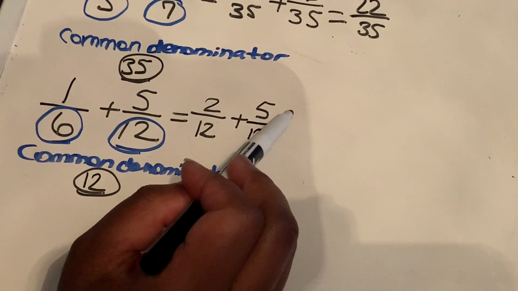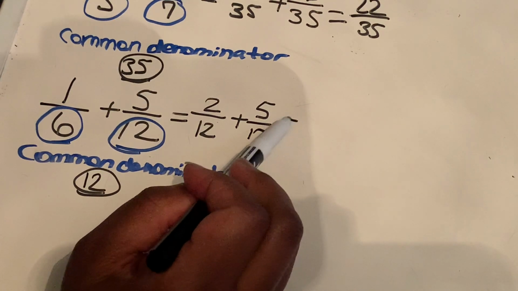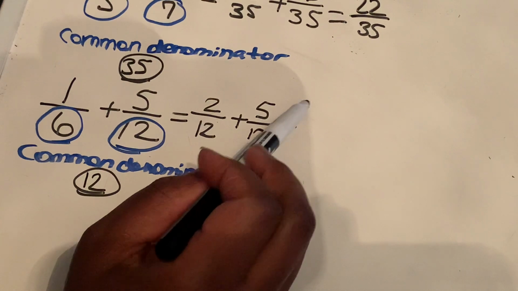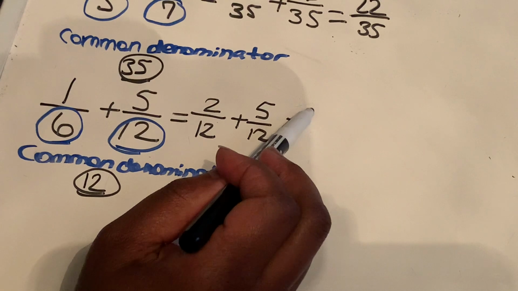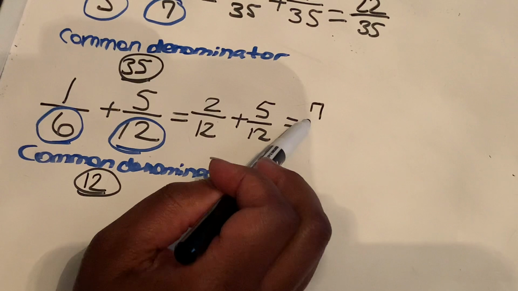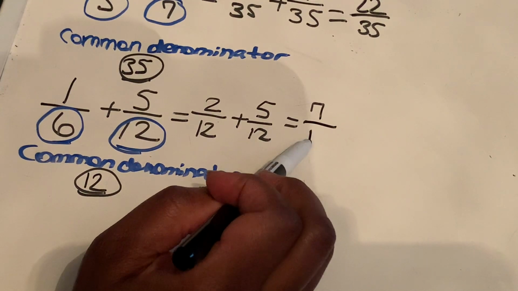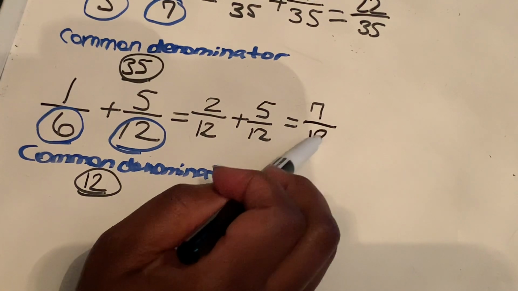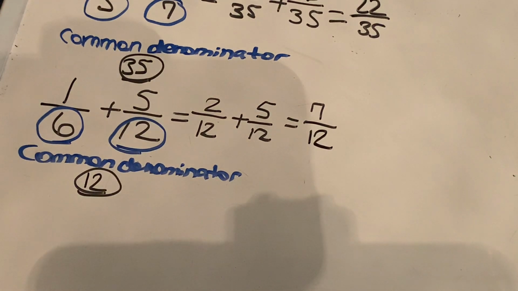So now all we have to do is add our numerators. So if you look at this, it's pretty easy, simple math. 2 plus 5 is 7. And we've already found our common denominator. So our answer, I'm sure you've guessed it by now, will be 7 over 12. So that is how you add fractions whenever they have uncommon denominators. You will have to find your common denominator, rename your fractions, and then add your numerators.